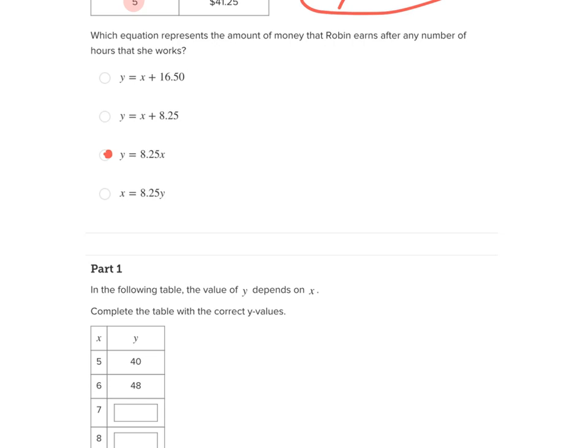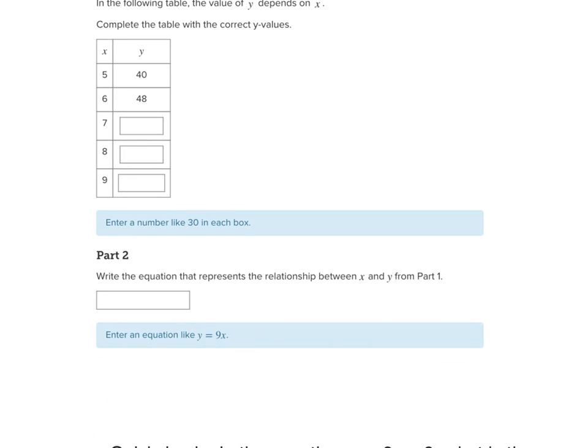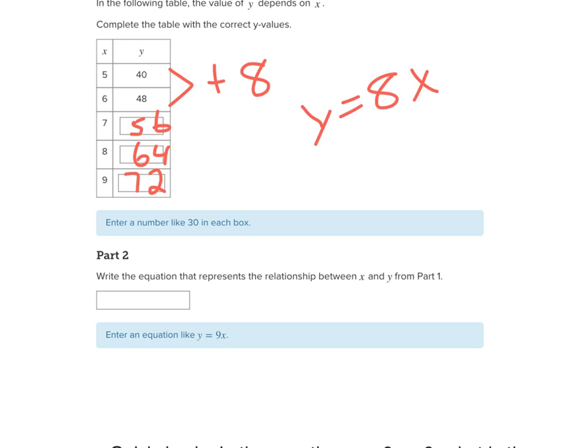Okay, next one, part 1. In the following table, the value of y depends on x, okay? Just like usual. Complete the table with the correct values. Okay, these are obviously going up by 8 each time. Okay, so in any linear pattern, the increase has to always be the same. So it's going up by 8 each time. That means that the y is going to equal 8x. So 8 times 7 is 56. 8 times 8 is 64. 8 times 9 is 72. It's going up by 8 each time.